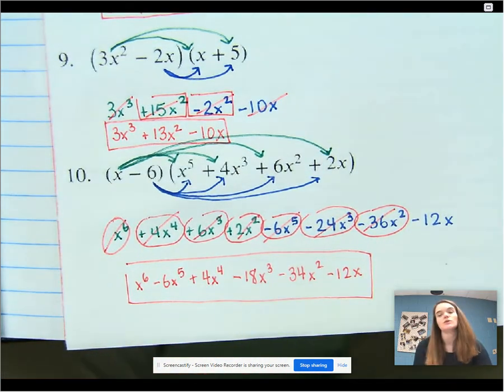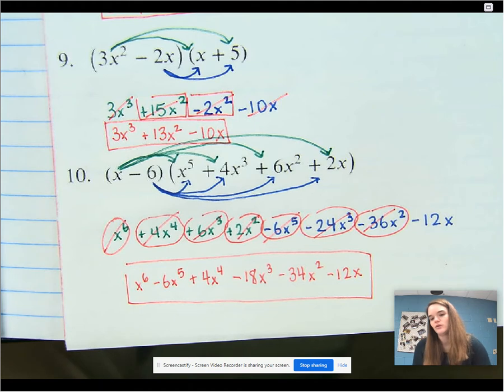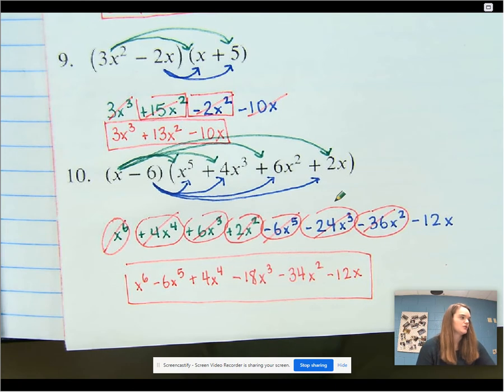Okay, there you go. You are going to finish the assignment that's on Google Classroom. Ask for help as you need it. And we will continue to multiply actually still next week.